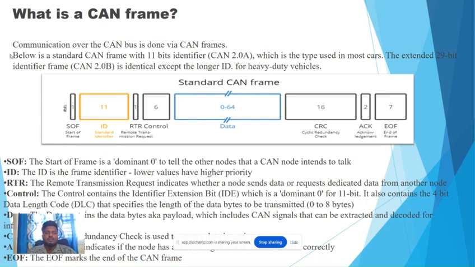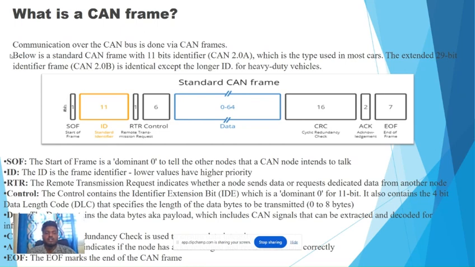The start of frame is the dominant 0 to tell the nodes that a CAN node intends to talk. The ID is the frame identifier; lower values mean higher priority. The remote transmission request indicates whether a node sends data or requests data from another node.